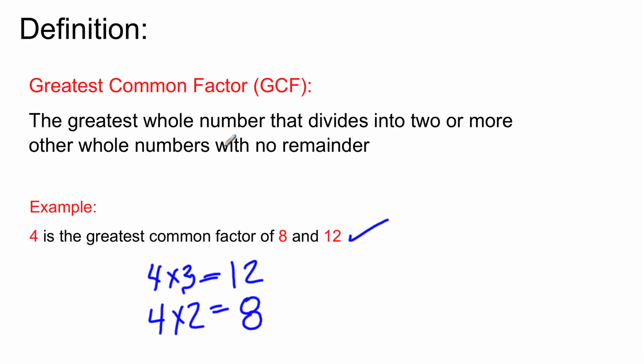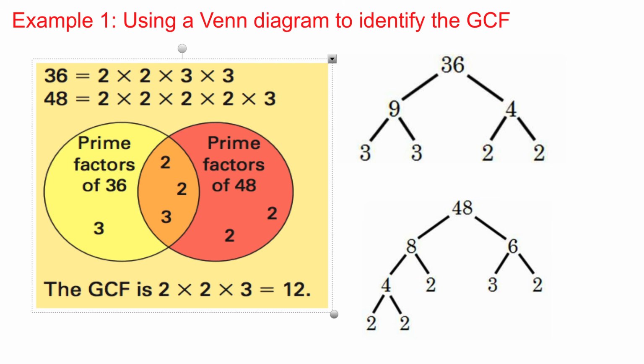Now, the way we're going to identify the prime factors is through the use of a Venn diagram. Copy this example down, and it's actually found in the textbook. So if you're following along in the textbook, you'll see this example. I just chopped it right out of the textbook and put it down. Thank you to the good people at Nelson for making it available online for me. So now, using a Venn diagram to identify the greatest common factor.